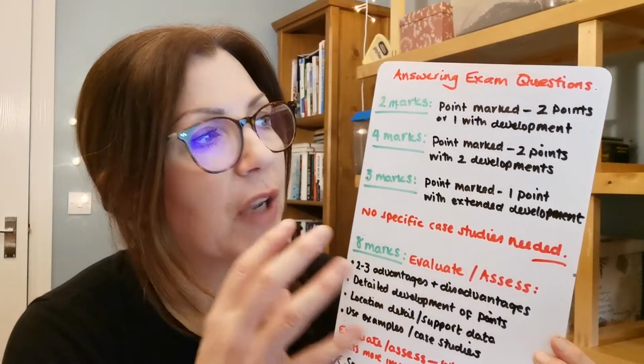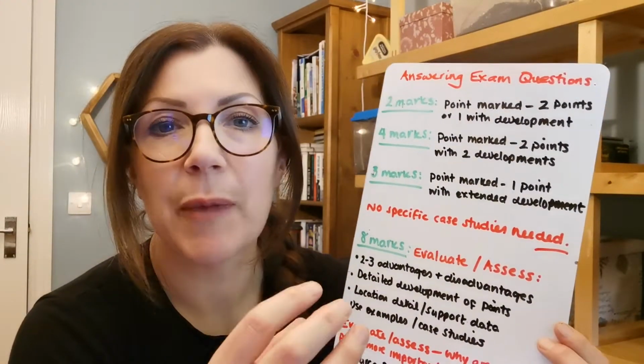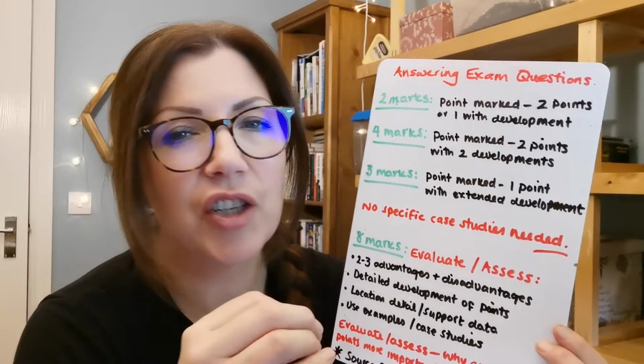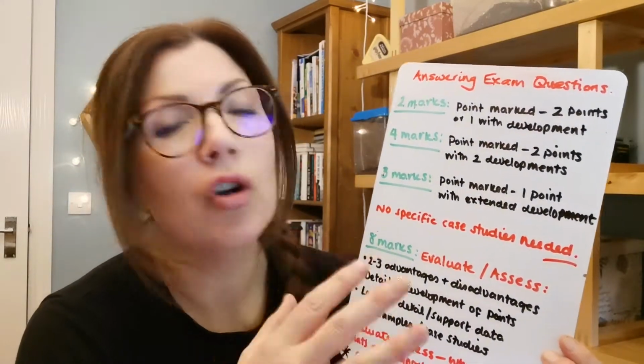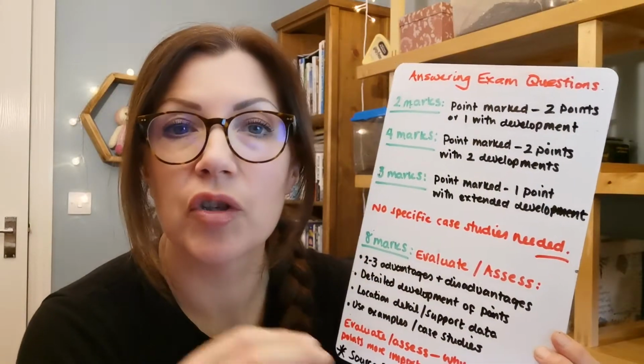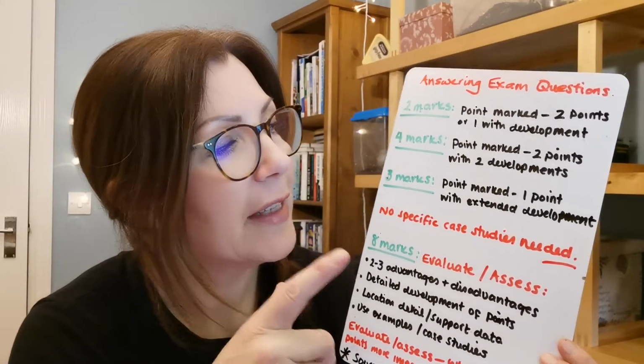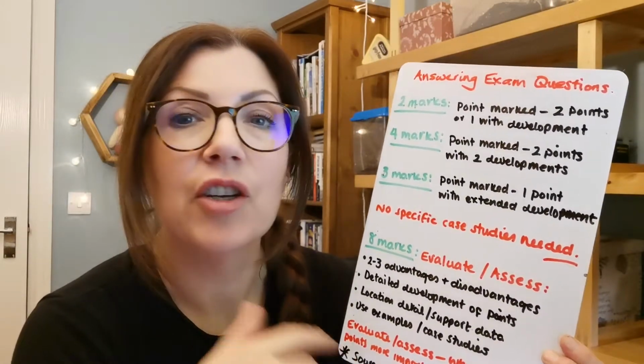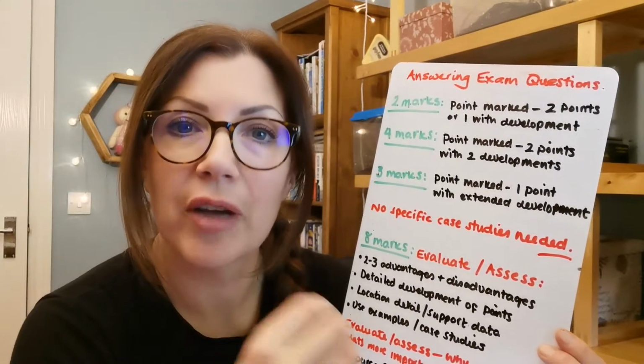Now also, a 2 marker generally has a space of 4 lines. So you're looking to fill most of that, unless your handwriting's really, really tiny. You're not going to get 2 or 4 marks by writing 1 or 2 words. It's just not going to happen. And the same with the 4 markers, you're often given 8 lines. So again, try to fill that as much as you can.